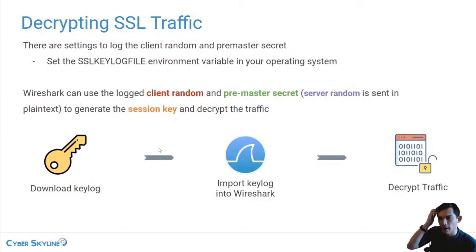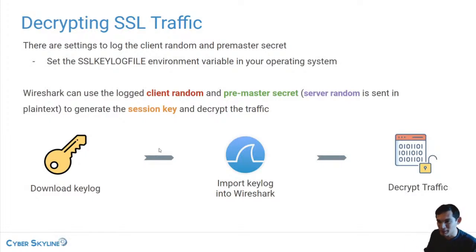And the way this can be obtained, if you want to try this out yourself, is that you can set the SSL key log file environment variable in your operating system to a file path that you want to save that information to. That works in Windows, Mac, or Linux. And once you've generated that keylog file, you can import it into Wireshark to decrypt the SSL traffic. Now, the SSL keylog file is going to save both the client random and the pre-master secret.